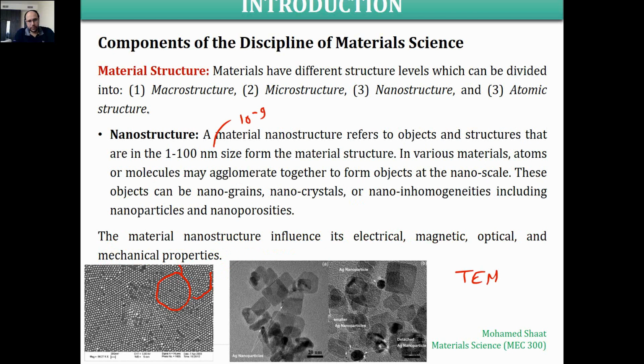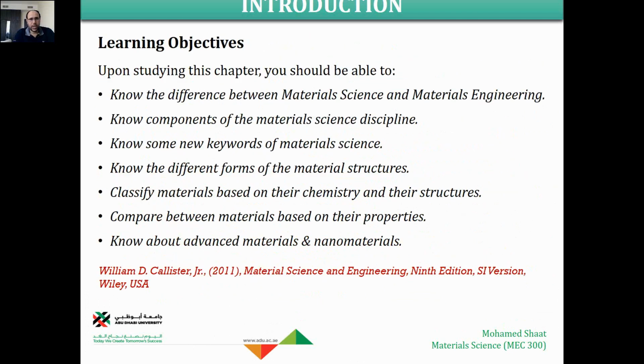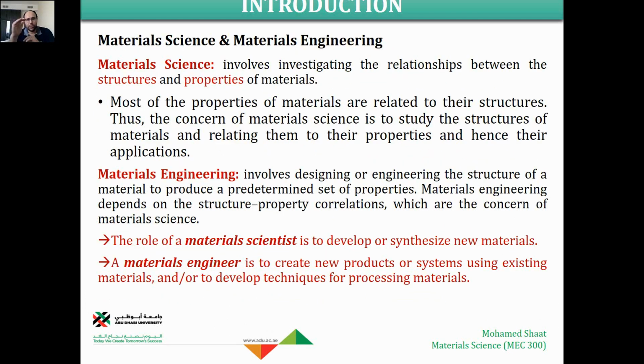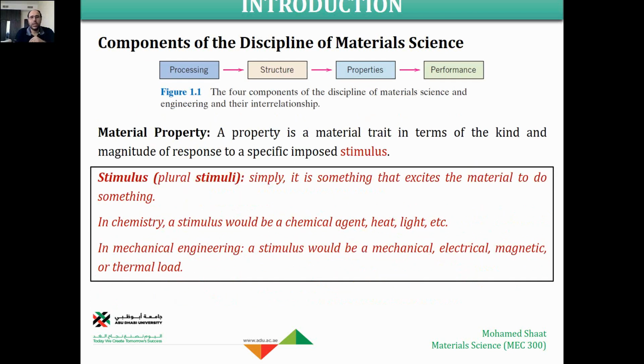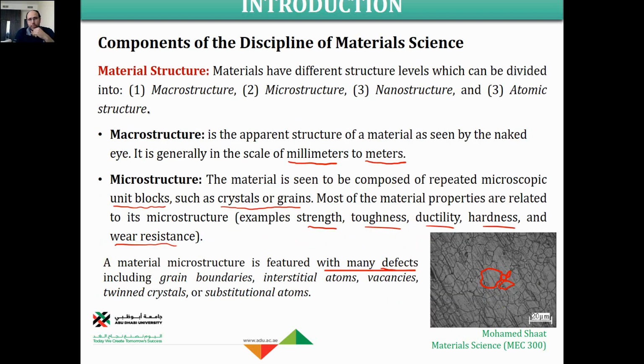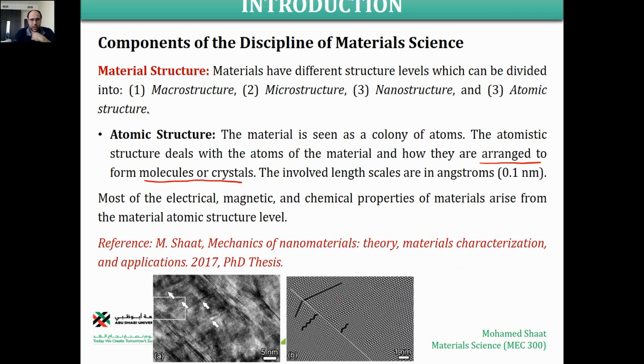And again, just a very quick summary of what we already covered here. We discussed the difference between material science and materials engineering. Then we discussed the different disciplines and the different subjects of material science. We discussed what material processing, material structure and its different types, material properties, and performance mean. Then we discussed in some detail the different types and levels of the material structure.